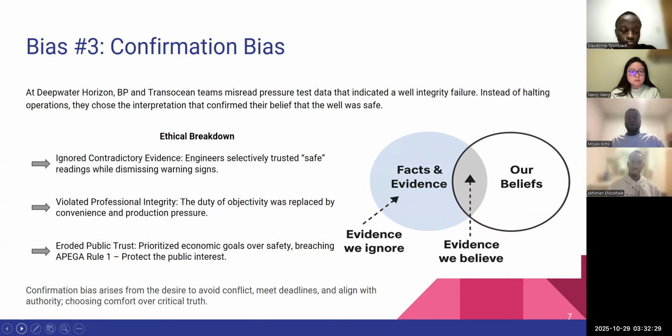So this is more of the fact and evidence. We ignore that, and we use our belief and some part of the evidence that we have to confirm how we want that particular situation to go. Confirmation bias arises from the desire to avoid conflicts, to meet deadlines or align with authority. So we engineers are just choosing comfort over critical truth.